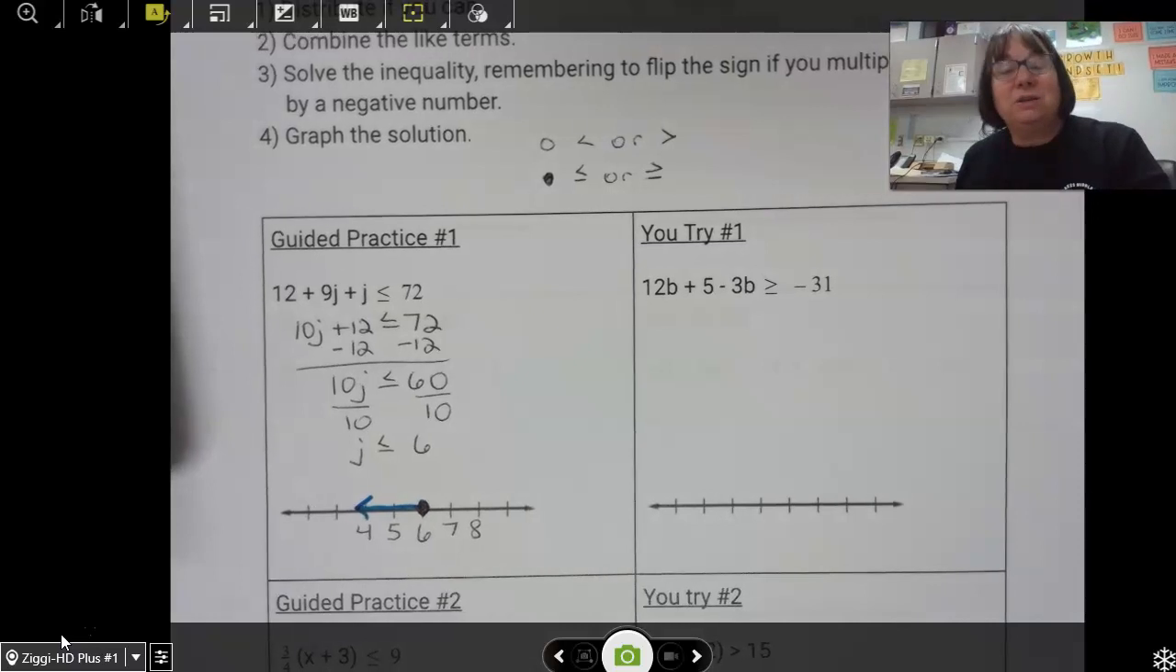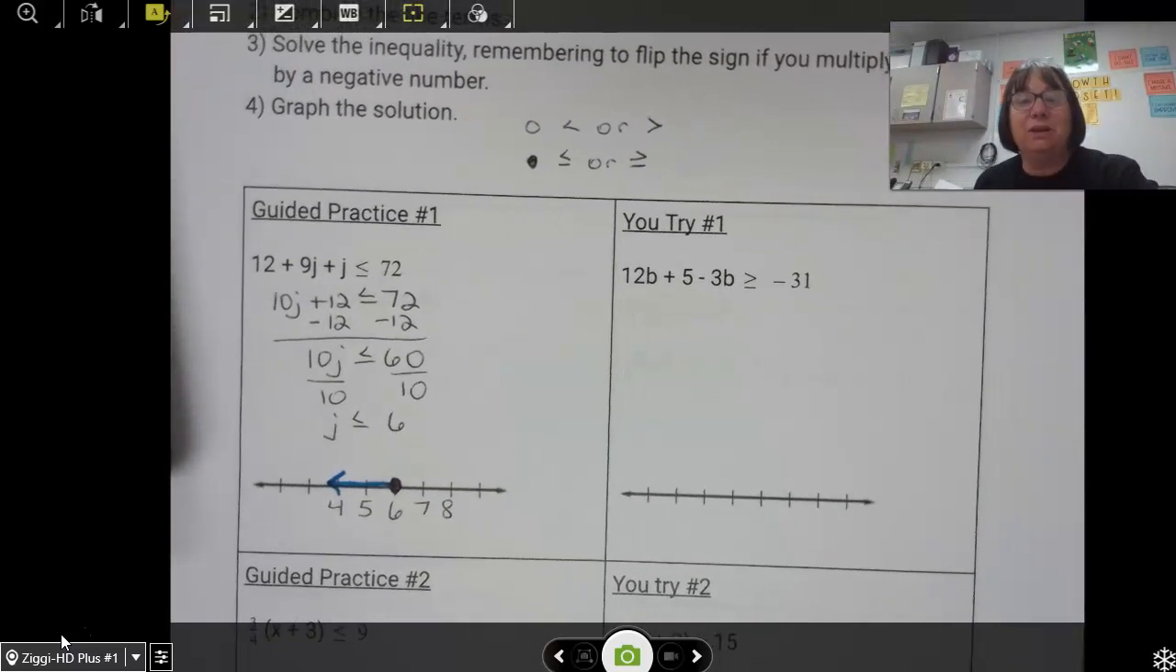Why don't you try the next problem and then come back, we'll walk through it with you.